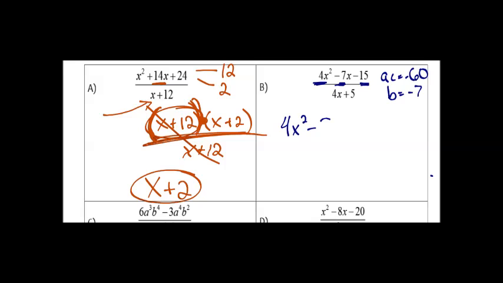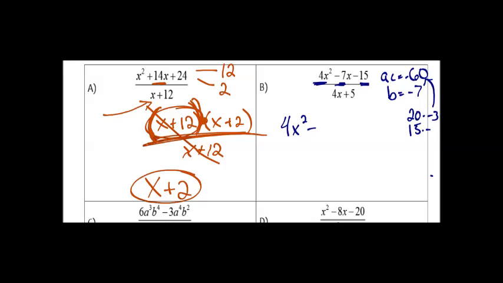That has to be a negative 3. No, that's not right. That's not right at all. I'm looking for something that's going to multiply to be negative 60. I'm going to list out some of the factors here. Let's do 20 and negative 3. That's going to be positive 17.